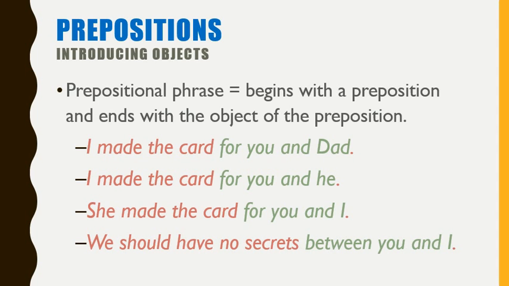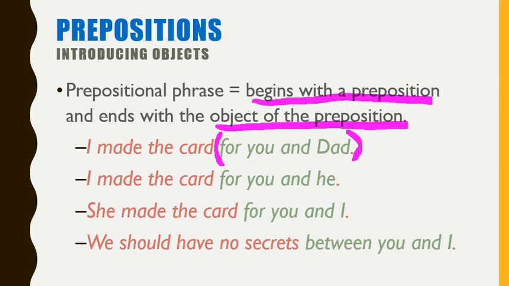So what is a prepositional phrase? The definition is that it begins with the preposition, like of, for, in, and ends with the object of the preposition. All right, so it's a word group where we put parentheses, like for you and dad. We put parentheses around it like that. The first word has to be the preposition. The last word would be the object of that preposition. That's what we would call it.